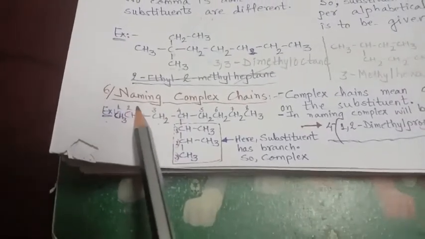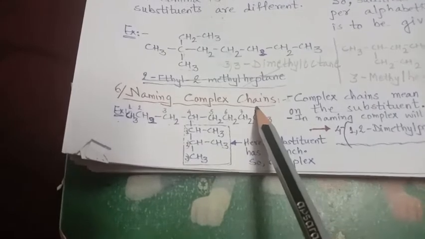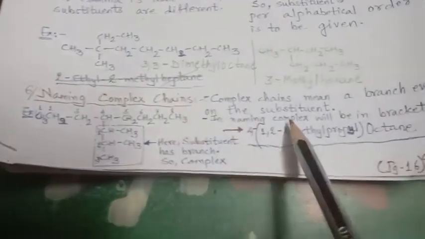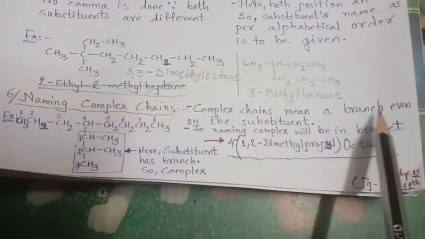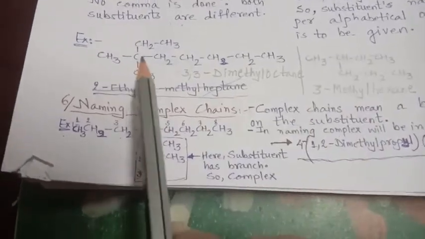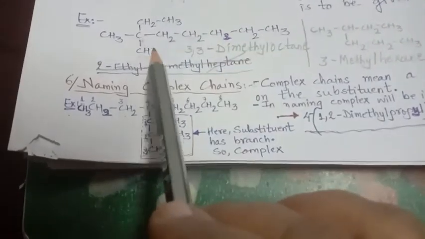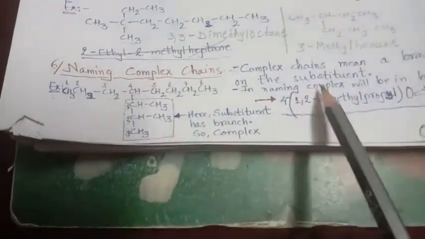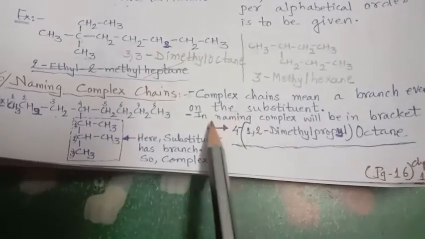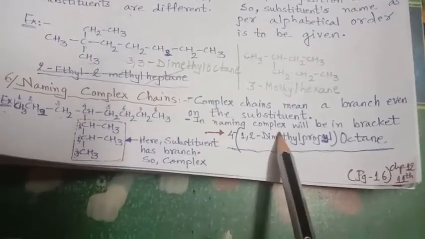The next is naming complex chains. Now what is a complex chain? A complex chain means a branch even on the substituents. We have seen the substituents here. Some branch is there, but now on the branch also there is a branch. Such types of chains are called complex chains. In naming, the complex substituent will be put in brackets.